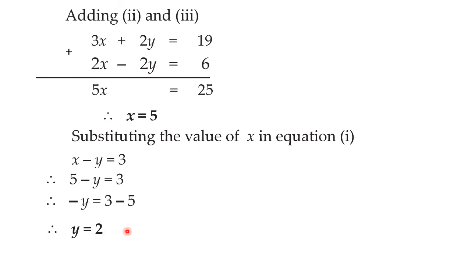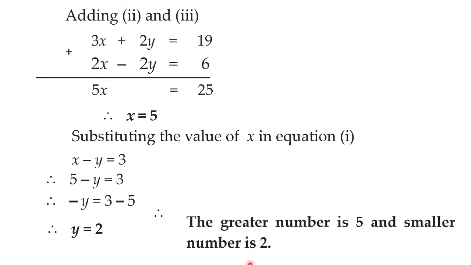Then the last part is to write down the final answer. Since it's a word problem, your final answer should be written as a statement. So always take help of the first statement to write down the final answer, where we assumed that the greater number is x and the smaller number is y. So we can write, therefore the greater number is 5 and the smaller number is 2. In this way you can write down the final answer. Half mark is reserved for this. Take a note of this.